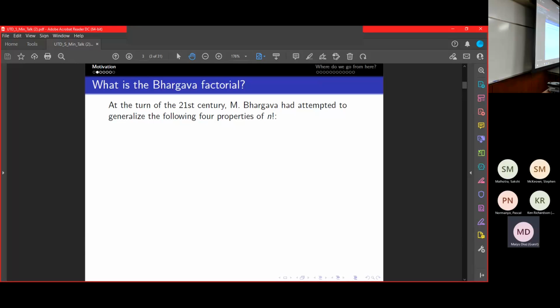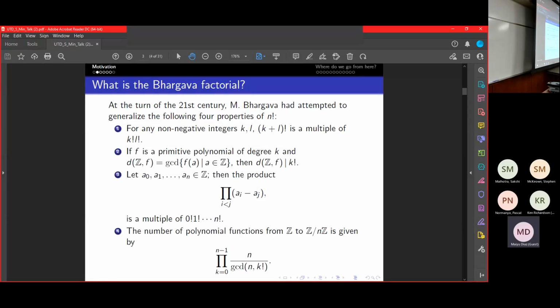There are a variety of generalizations of the factorial. The complex analytic continuation that is provided by the gamma function. You also have the q-gamma function. But there is a generalization that was looked into by Bhargava at the turn of the 20th century when he was attempting to generalize the following 4 properties of the factorial.